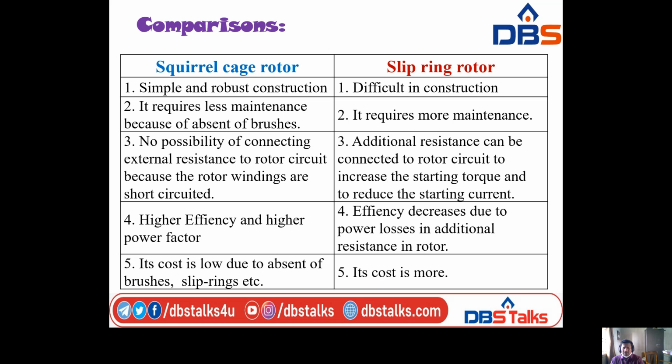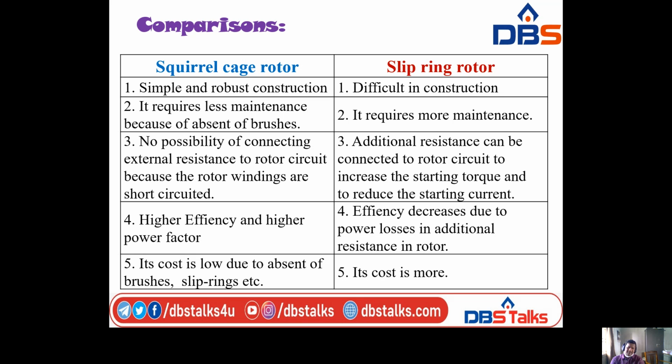Whereas in the squirrel cage induction motor, that type of arrangement is not available. The conductors are ended with 2 end rings. That's why the squirrel cage induction motor requires less maintenance compared to the slip ring. And the possibility of connecting external resistance is nil. That means there is no extra resistance connected to the rotor circuit in the squirrel cage induction motor. But here an extra resistance is connected to the rotor circuit that may increase the starting torque, right?